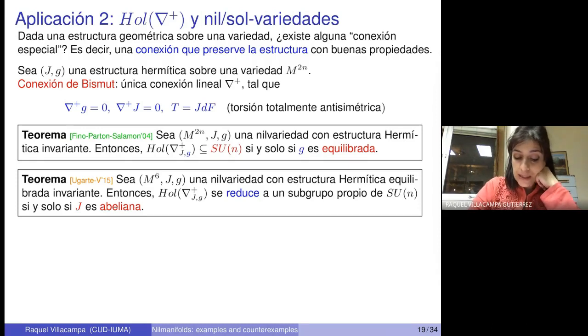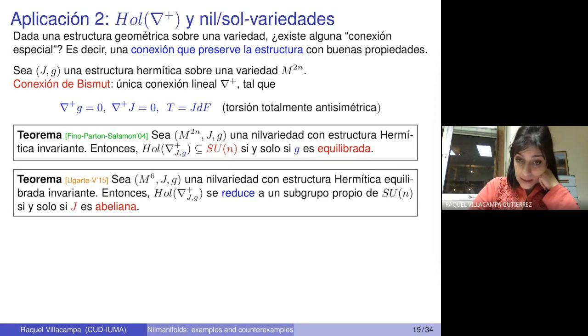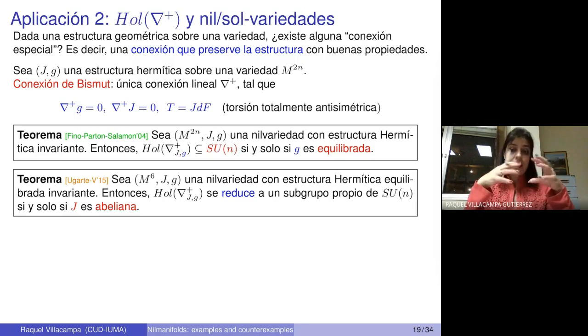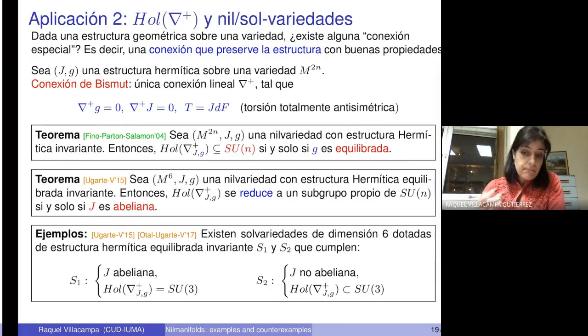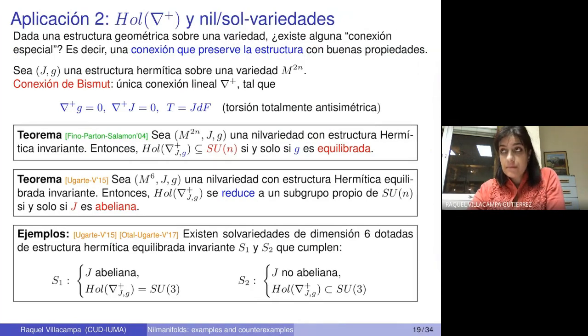And with Ugarte, we obtain this result. In dimension 6, the holonomy of this Bismut connection reduces to a proper subgroup of SU(n) if and only if the complex structure is abelian. So beyond Fino, Parton, and Salamon, we obtain a more restrictive result in the case of abelian structures for dimension 6. But we also obtain other results that are just opposite to this theorem.